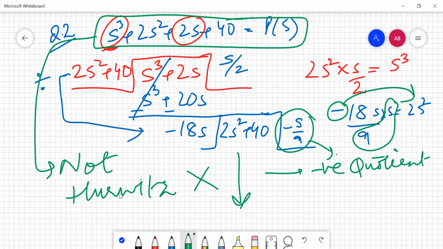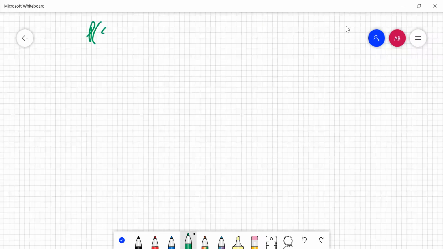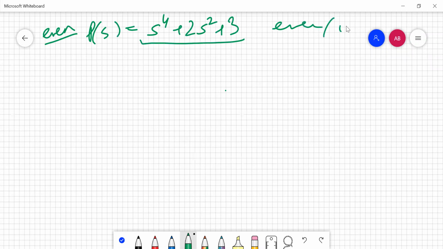Right? So now we are going to discuss even and odd polynomials. Let's take the example that you are given an even polynomial, s^4 + 2s^2 + 3. When the question comes for a complete even or odd polynomial, you cannot separate it further into its even or odd terms, right?